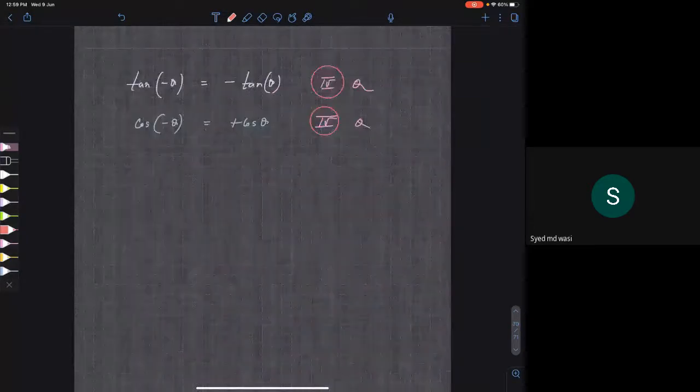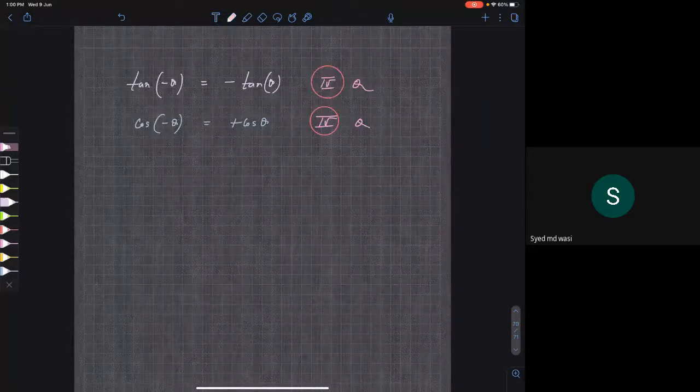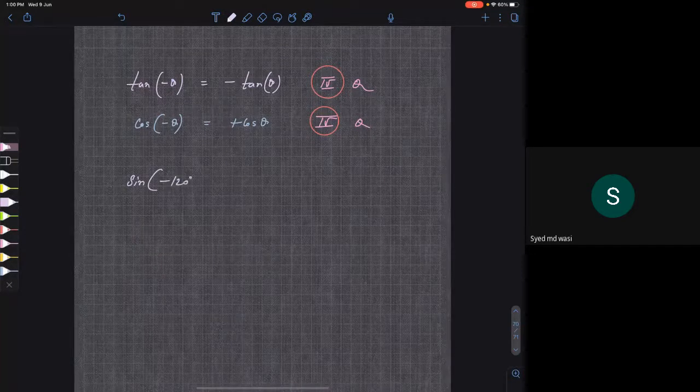For example, I'll explain. Sine of minus 120 degrees is equal to, according to our formula, minus sine 120 degrees, right? Because sine of minus theta is minus sine theta, right? So what is sine of 120?